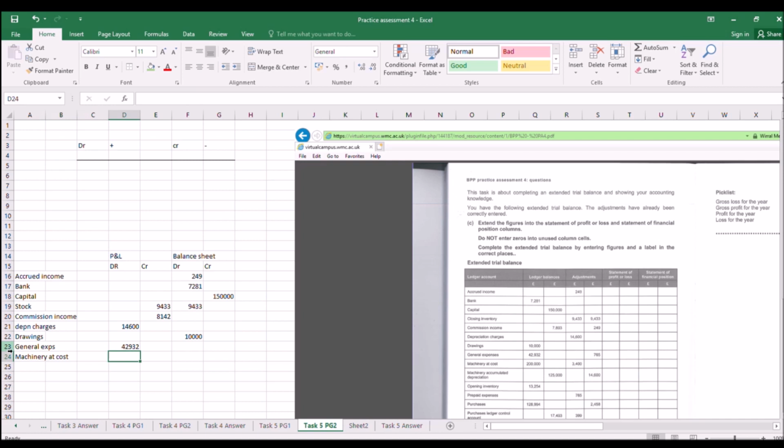So our machinery, we've got a purchase in there, it's an asset clearly, and we're going to add on that other debit as well. Okay, so there's our machinery in there. Accumulated depreciation on the machinery is a credit because it's a reduction in the value of the asset. 500 minus, oh sorry, plus 14600. Okay, that's our accumulated depreciation.